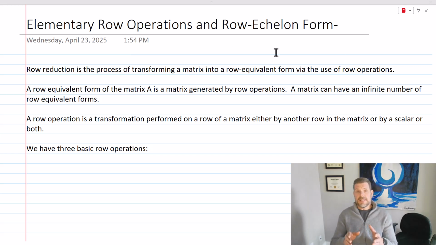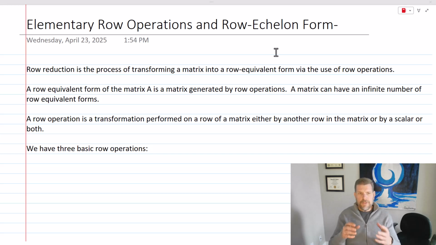What we're going to be looking at today is something called elementary row operations and generating row-echelon form. Elementary row operations and the generating of row-echelon form and reduced row-echelon form are really critical to doing Gaussian elimination and Gauss-Jordan elimination for solving systems of equations. They're fundamental to linear algebra, and basically they're a process. So what we're going to be looking at inside of this video is that process, our elementary row operations and generating a row-echelon form.